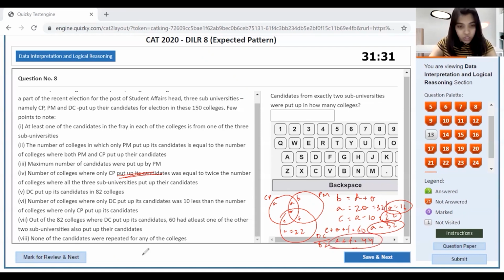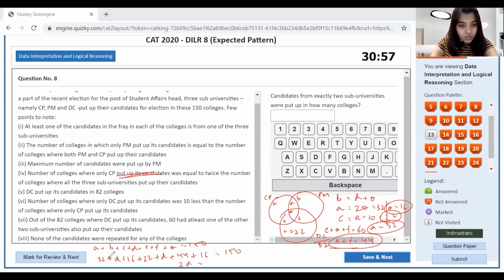Now let's look at the original equation that we had. A plus B plus C plus D plus E plus F plus O is equal to 150, right? So we know the value of A is 32. We know the value of B. Do we know the value of B? B is D plus O, from here. O is 16. C is 22. D is again D. E plus F we know is 44. O is 16, 150.